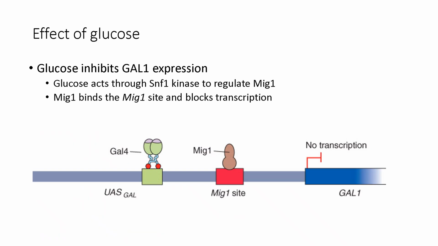Glucose represses GAL1 expression by activating SNF1 kinase, which modulates the activity of MIG1. When glucose is high, MIG1 binds to its recognition site and blocks transcription initiation. This glucose repression system ensures energetic efficiency, allowing yeast to prioritize glucose over galactose metabolism.